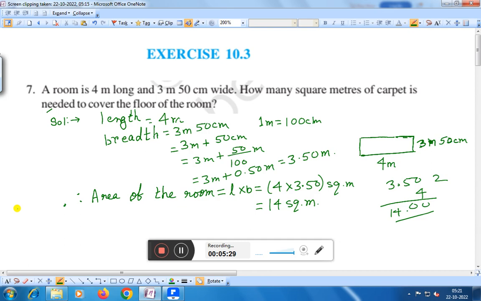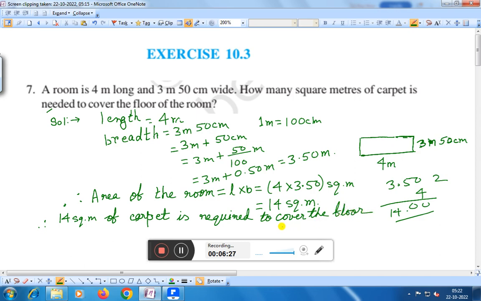And the question is how many square meters of carpet is needed to cover the floor of the room. Therefore, the answer is 14 square meter of carpet is required to cover the floor of the room.